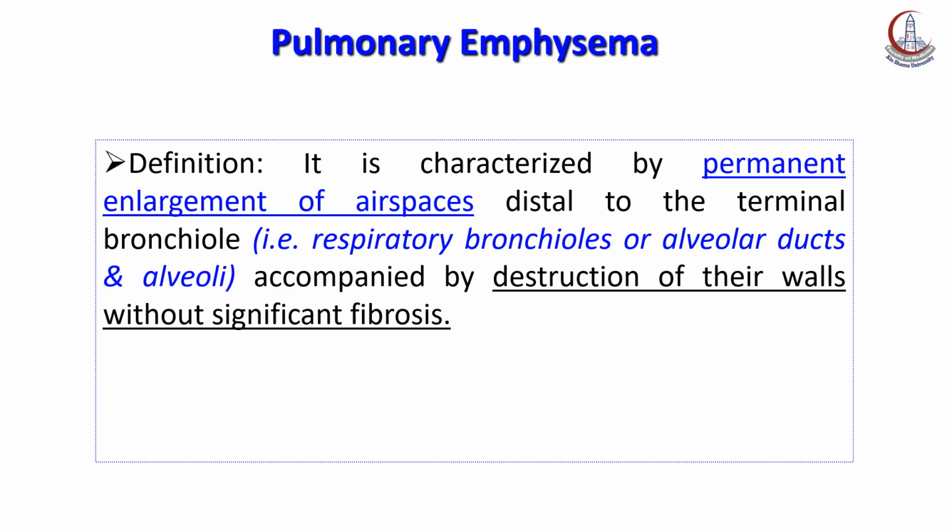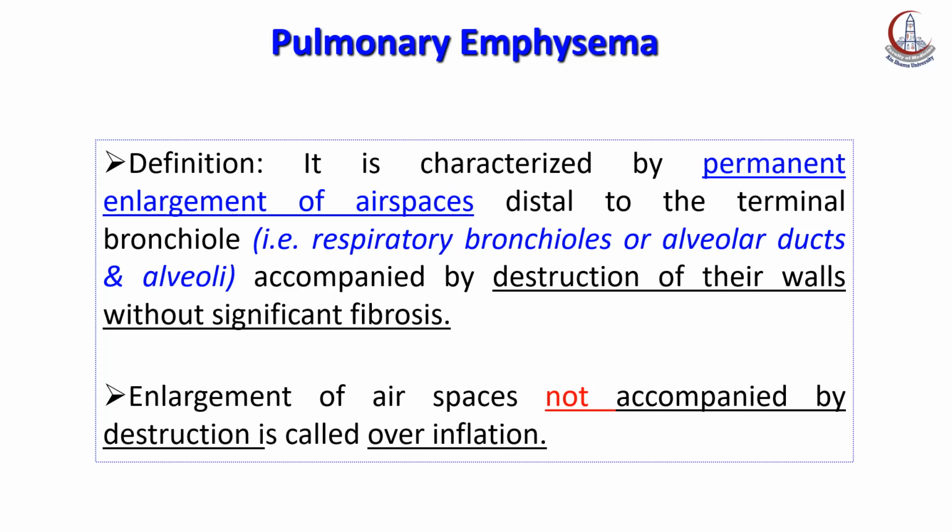The definition of pulmonary emphysema is permanent dilatation of air spaces distal to the terminal bronchioles, including respiratory bronchioles, alveolar ducts, and alveoli, accompanied by destruction of the wall without significant fibrosis. Enlargement of air spaces not accompanied by destruction we call overinflation. So we have emphysema, which is permanent enlargement of air spaces distal to the terminal bronchiole with destruction, and overinflation, which is enlargement of air spaces not accompanied by destruction. This is a histologic definition.